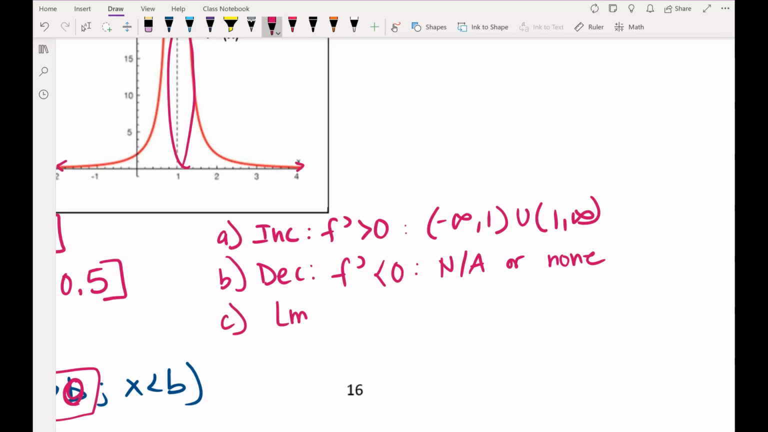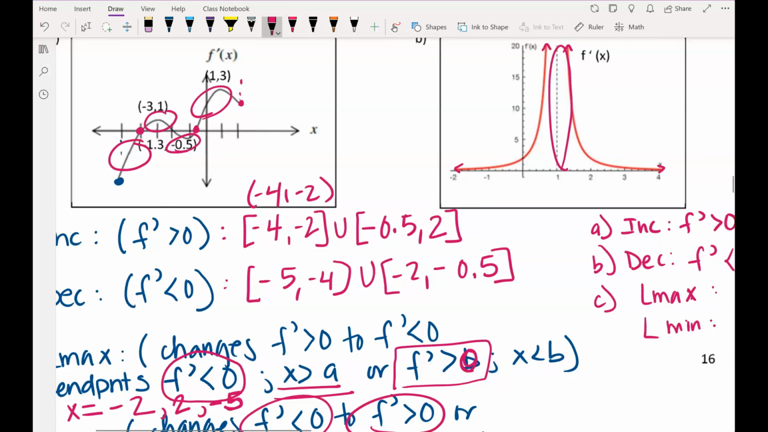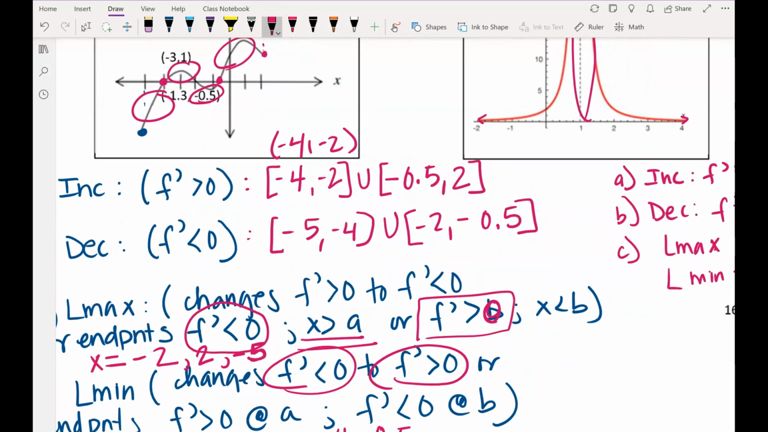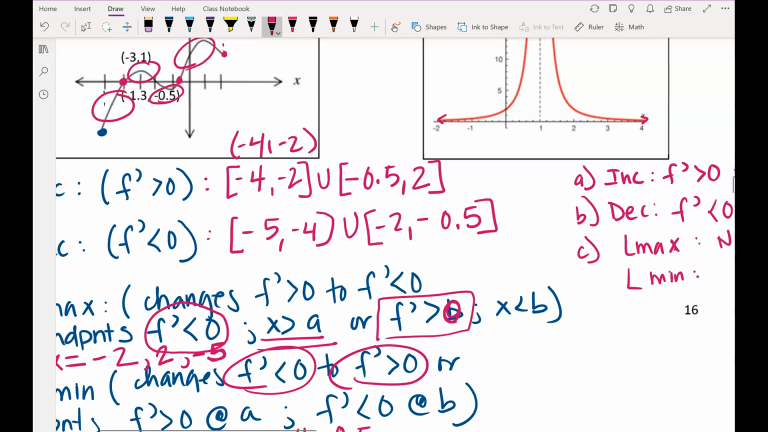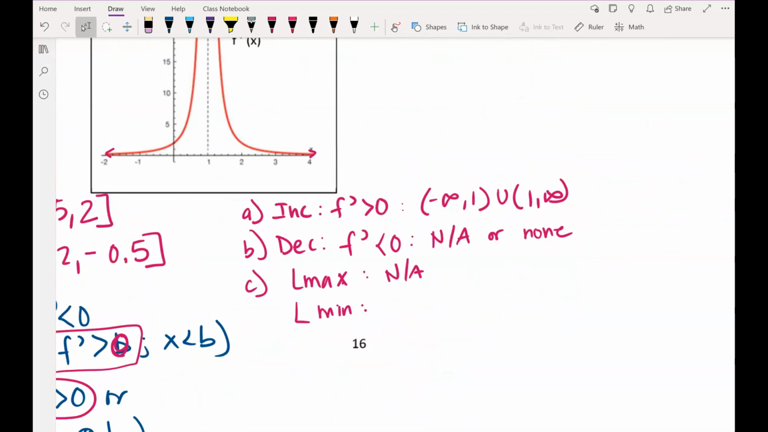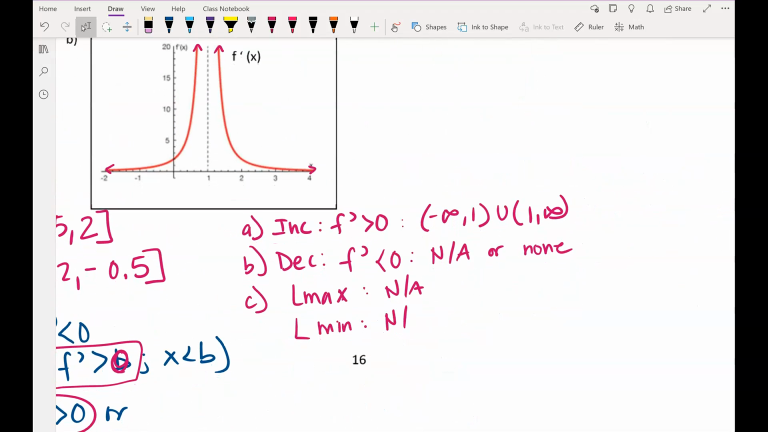For C, we want local max, local min. Now remember, local max is when we're chasing the changes from increase to decrease. Well, there was never any derivative change, so there's no local max. We don't have endpoints, so none. Local min is the same thing. Local min is when we are trying to see if there's a change from a negative derivative to a positive. The entire time, the derivative is going to be positive. So none for both.